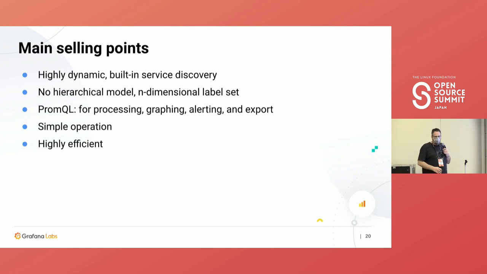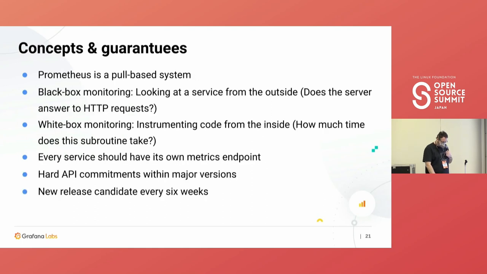It doesn't have a hierarchical data model, it has an n-dimensional matrix, so you can slice and dice your matrix as you need. Because if you have, say, region, country, data center, customer, and you want to group by customer, everything is wrong, and you need to go up in the tree, and do for-ifs and so on. You don't have to do this when everything is attached as key value pairs onto your data, and you can just select by whatever key value pair you want. There's one single language which you need to learn for everything: processing, graphing, alerting, everything. It's really simple to operate, and it's highly efficient.